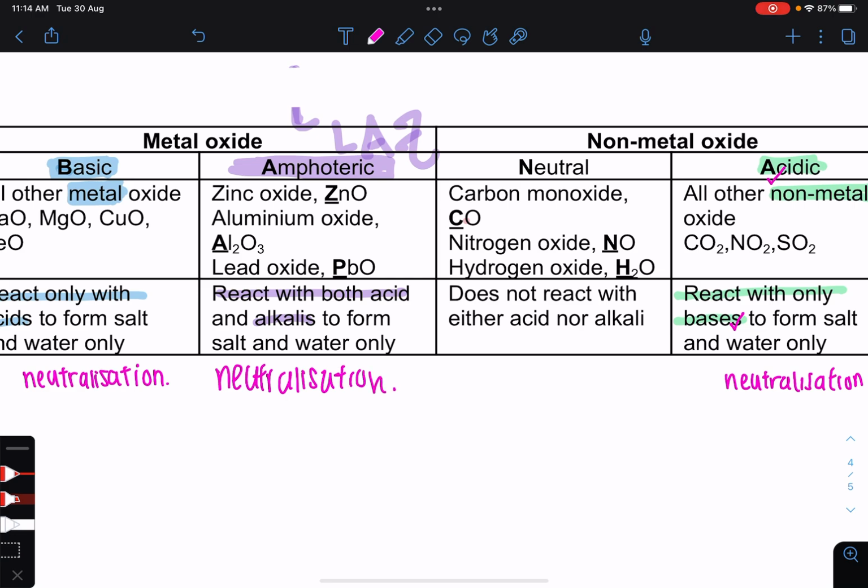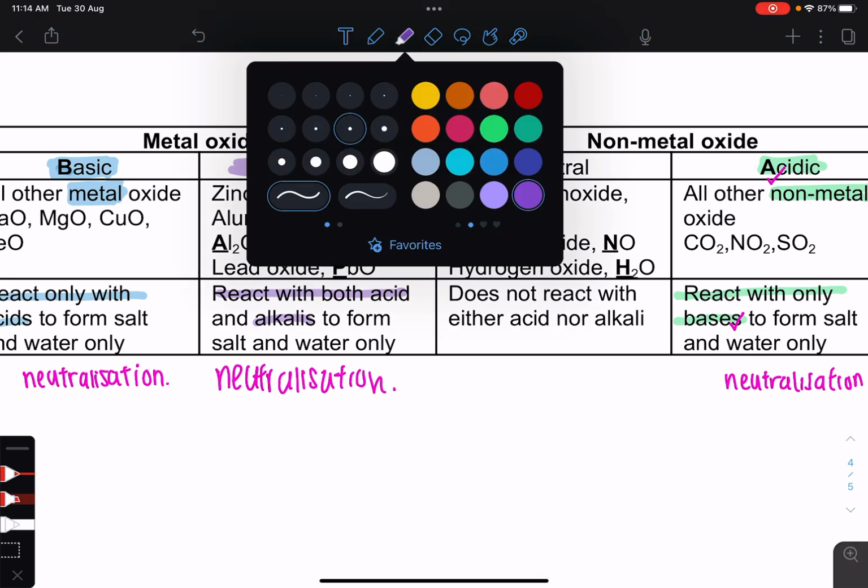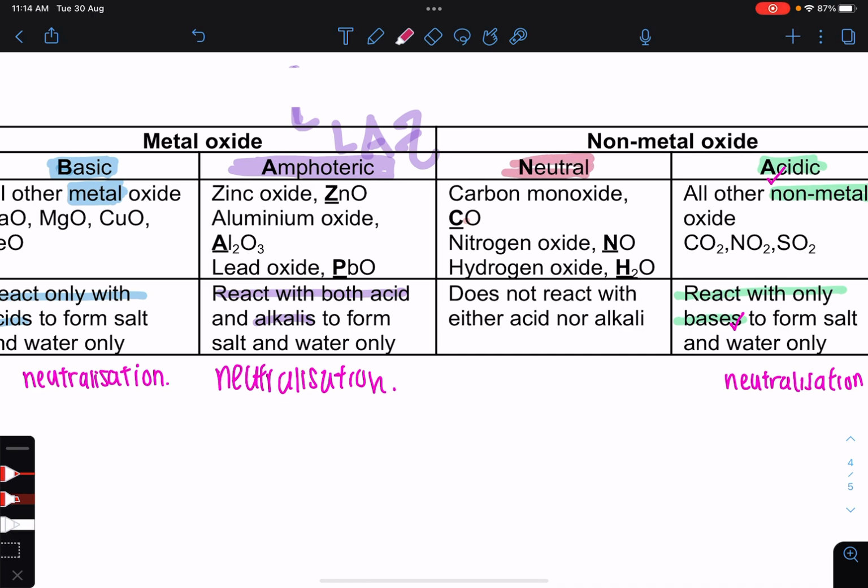Okay, the last category that we see here is the neutral oxides. As its name suggests, right, neutral oxides, they are neutral, so they will not react with acid or alkali.